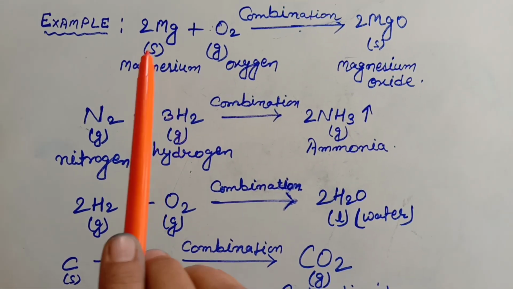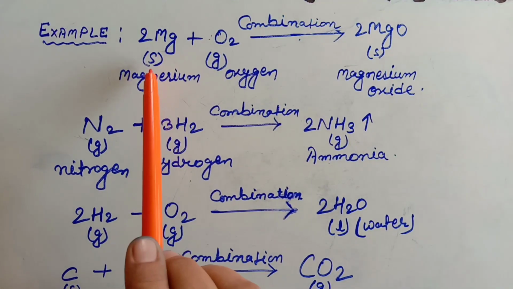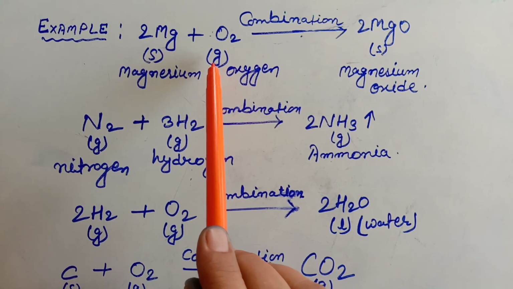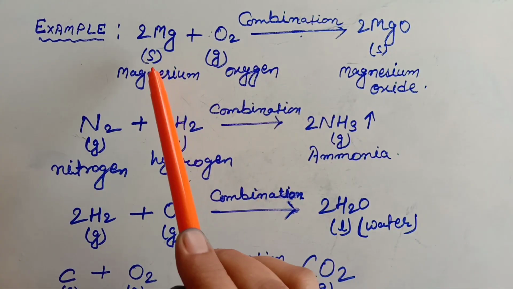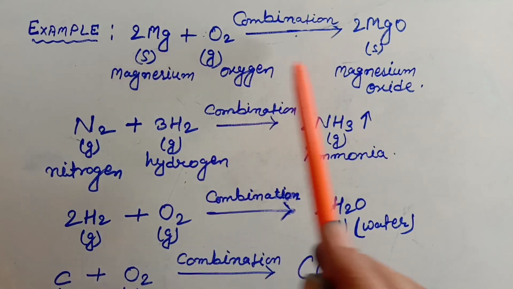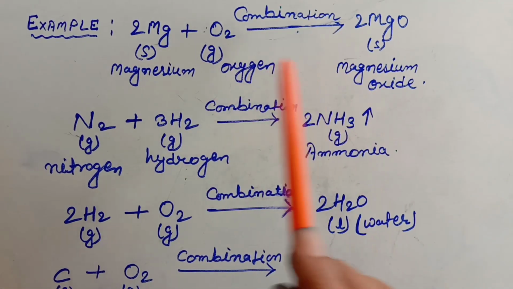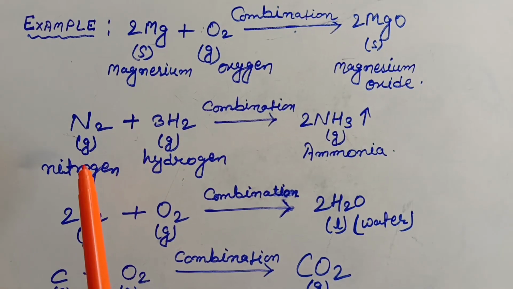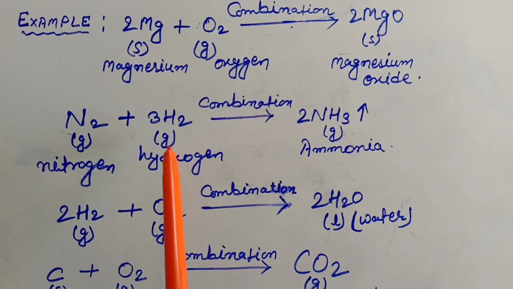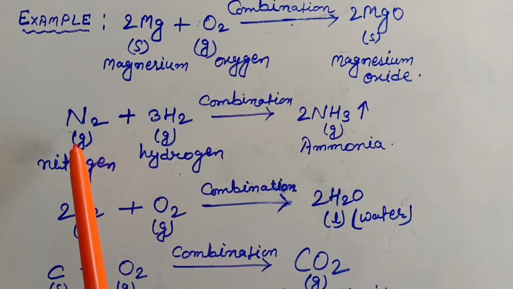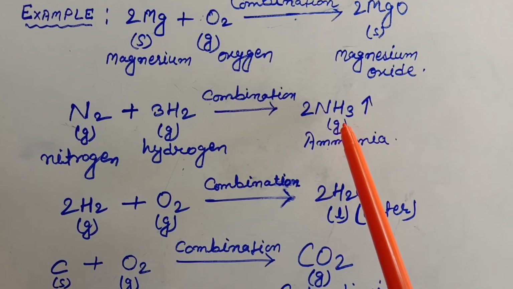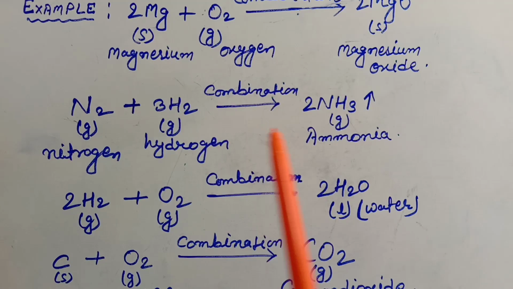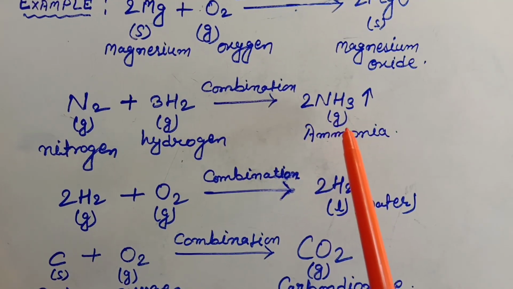See here the first example, what is it? Magnesium is solid, oxygen is gas. As a product what we got? Solid. So can we give this example in change of state also, as per the characteristics we have read already? See now in the case of ammonia, there is no change of state. Nitrogen is gas, hydrogen is gas, and the ammonia product is also gas. So it will not be used in the characteristics of change of state.